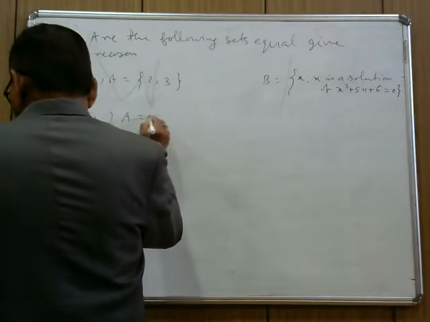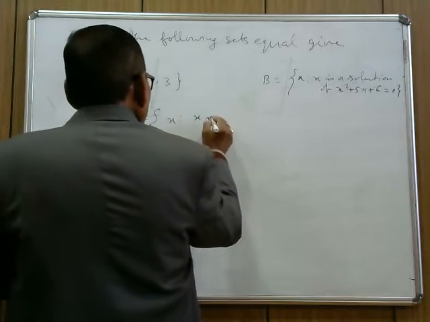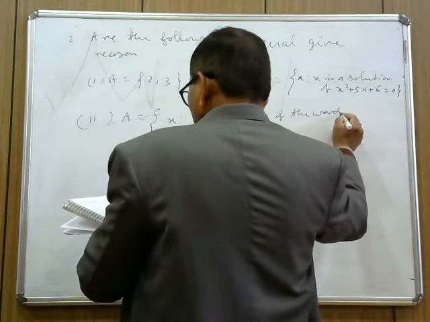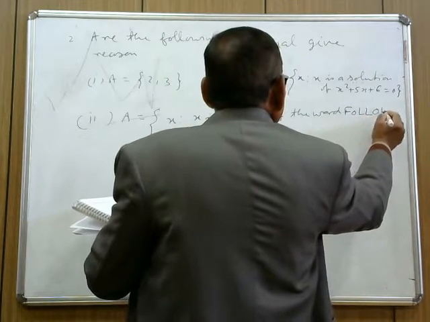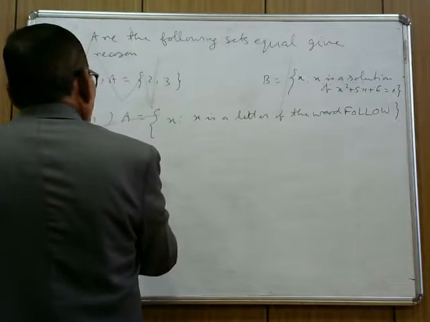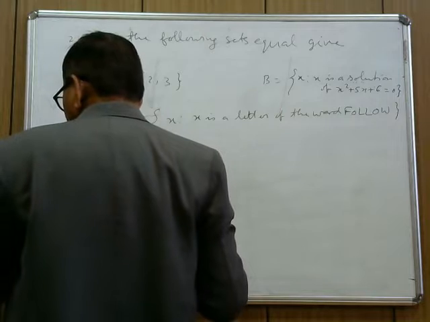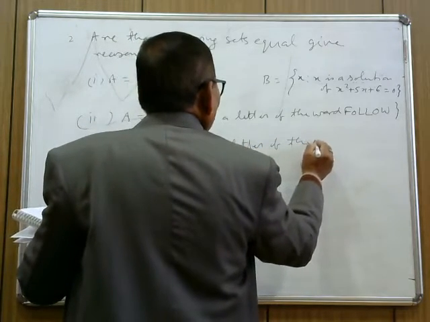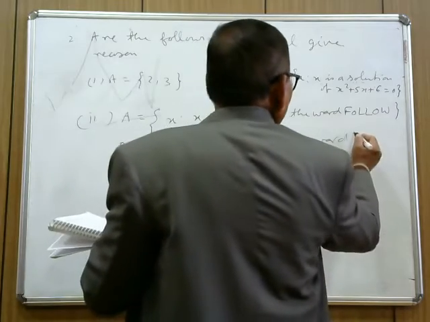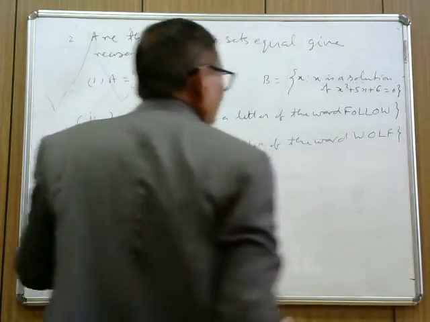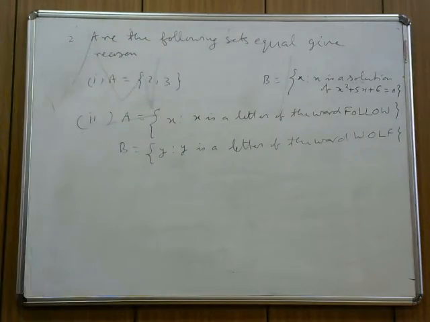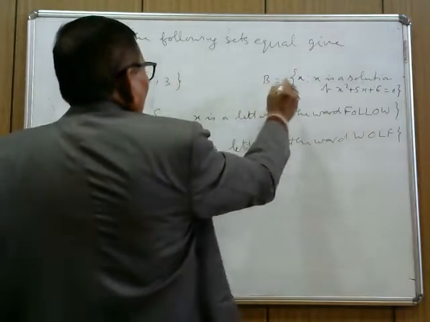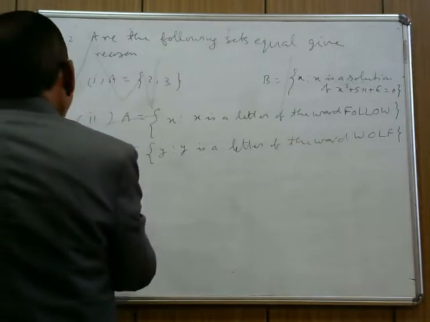A is defined as all x such that x is a letter of the word FOLLOW. B is defined as all y such that y is a letter of the word WOLF. Now you have to give the reason in support of your answer whether set A and set B in the first case are equal or not.